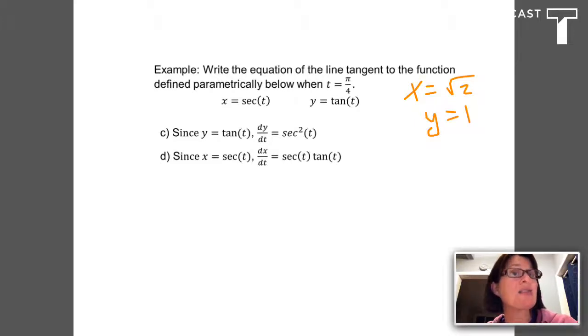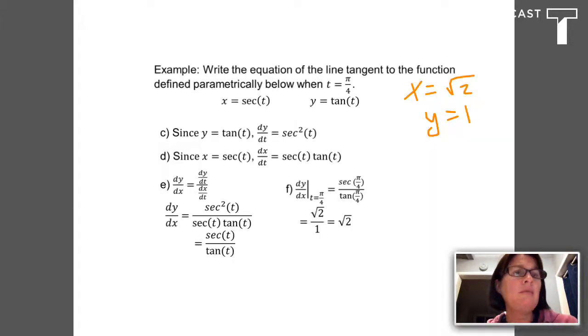I need dy/dx. So start by finding dy/dt. The derivative of tangent of t with respect to t is secant squared of t. dx/dt, the derivative of secant, is secant t tangent t. Now I can use the chain rule, what's at the top of your notes paper. dy/dx, the slope, is given by dy/dt over dx/dt. So I have secant squared of t over secant t tangent of t. You can see a secant cancels from top and bottom, so that's just secant of t over tangent t.